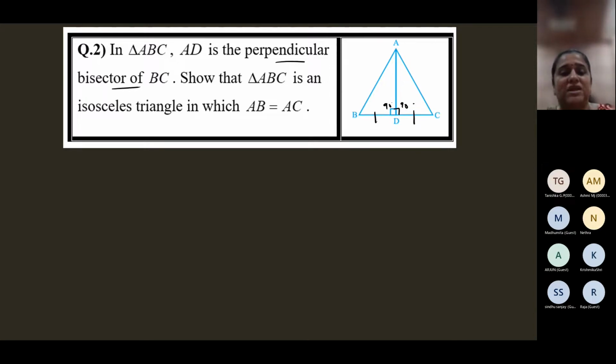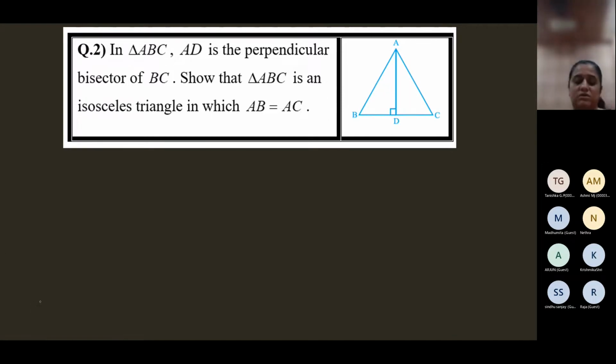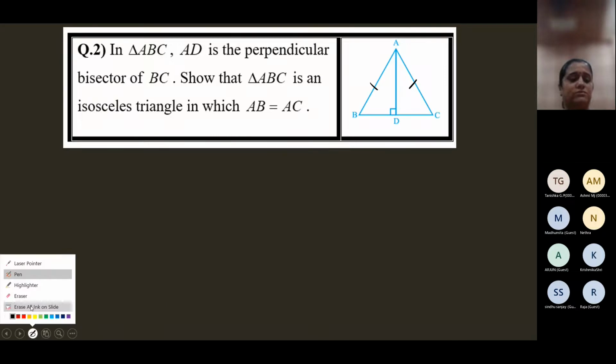Show that triangle ABC is an isosceles triangle with AB equal to AC. So you need to show that these two sides are equal. Very simple proof. Tanishka, how will you prove that AB is equal to AC? By CPCT. No, tell me the proof fully.